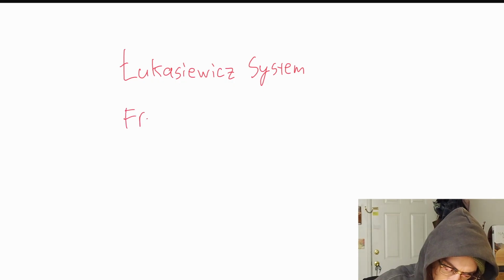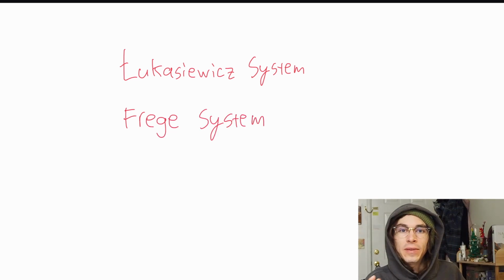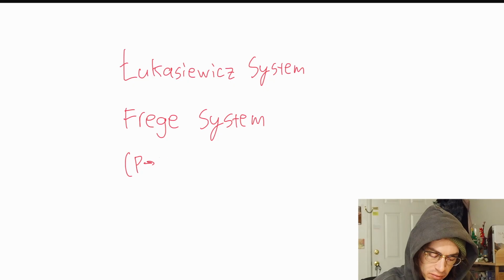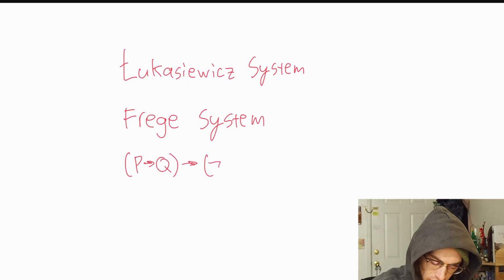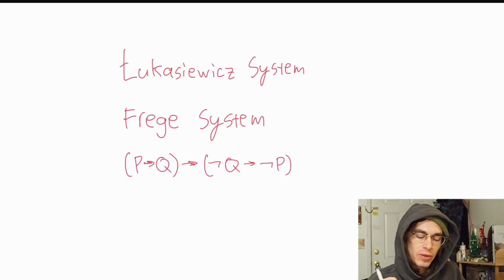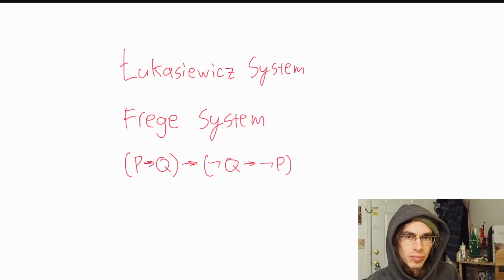There's also the Frege system. In this system, the first and second axioms are the same, but the third axiom, contraposition, is actually reversed. So in that system, the third axiom is this. If P implies Q, then not Q implies not P, which this one is technically called direct contraposition.